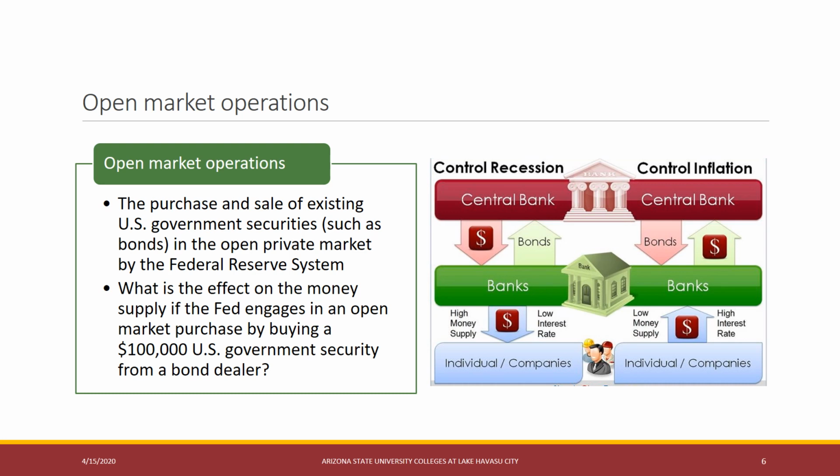Open market operation is the Fed's purchase and sale of existing US government securities in the open market, the private secondary market in which people can exchange securities that have not yet matured. Assume that the Fed engaged in an open market purchase by purchasing a $100,000 US security from a bond dealer. The Fed does this by electronically transferring $100,000 to the bond dealer's transaction deposit at Bank 1.